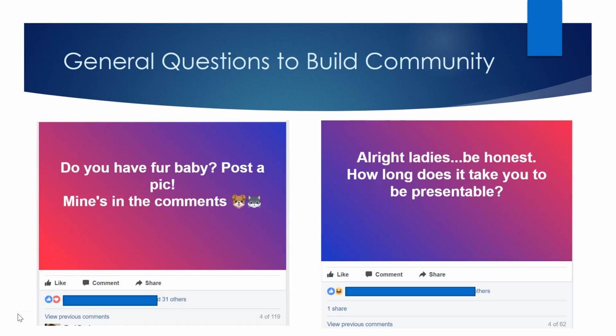And we're going to take a look at some specific examples of question posts. So here are a couple of questions, and I've actually used both of these. These were meant just to build community, just to engage my audience, just to get them engaging with each other.